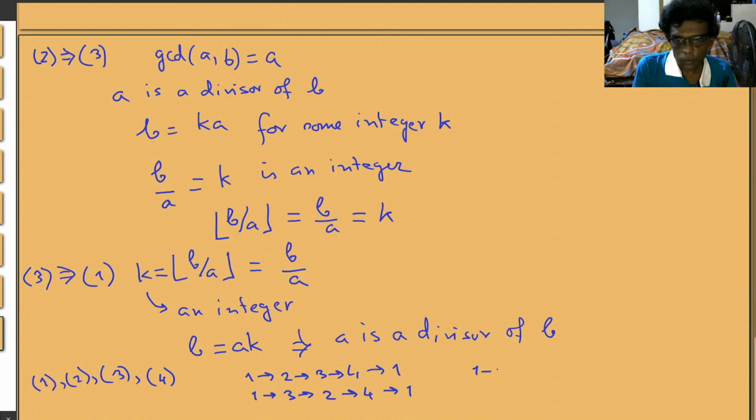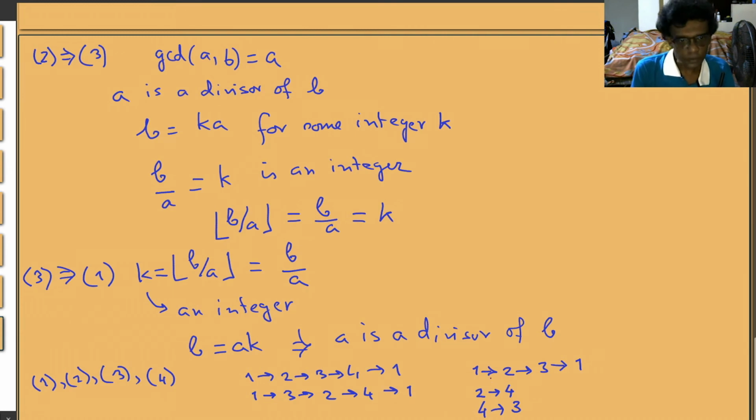1 implies 2, 2 implies 3, 3 implies 1. That establishes the equivalence of 1, 2 and 3. Then you may take 4. So maybe 2 implies 4 and 4 implies 3. Of course, if you do something like this, you have to make 5 proofs, 1, 2, 3, 4, 5, whereas here you require 4 such proofs only.